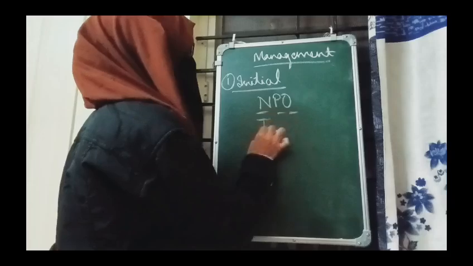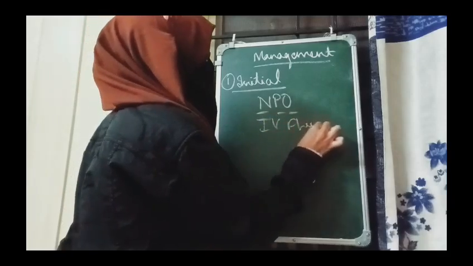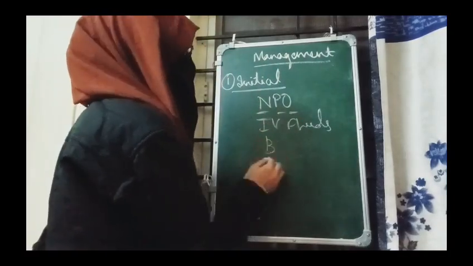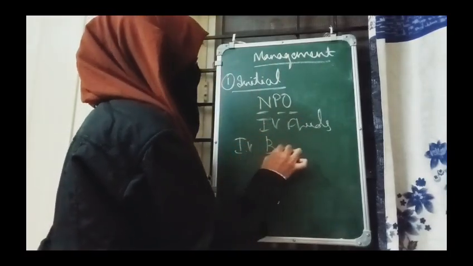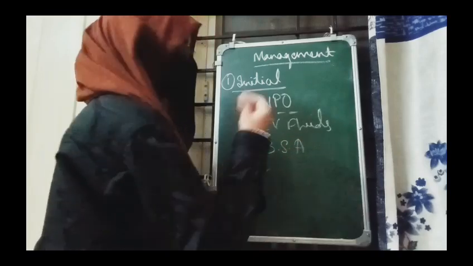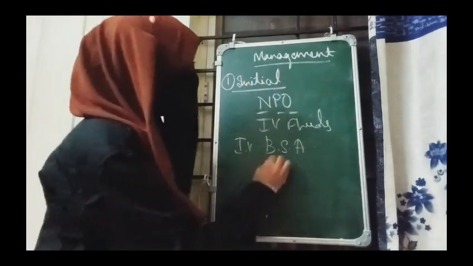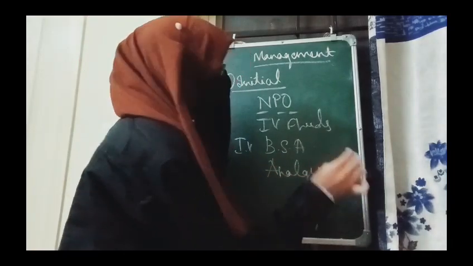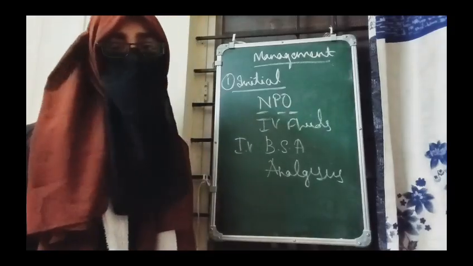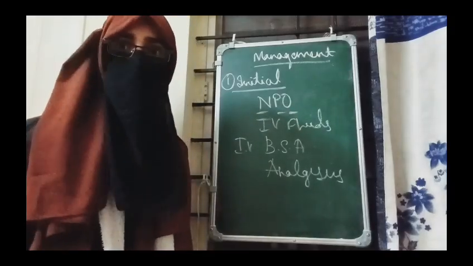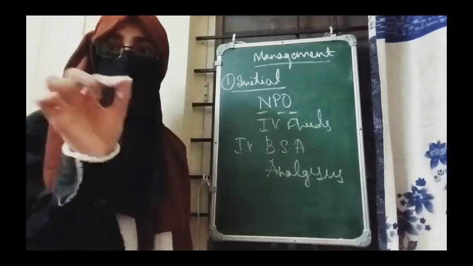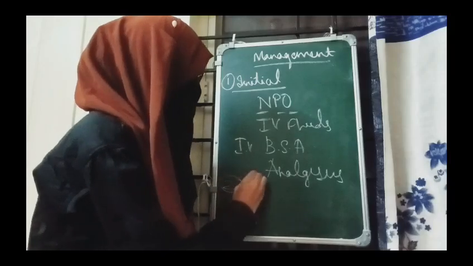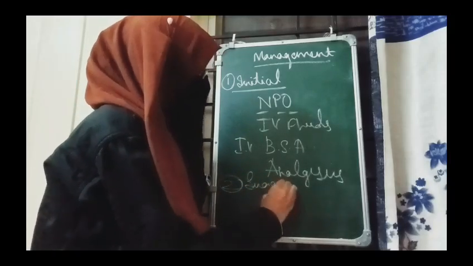Then we start the IV fluids. As the bacteria are growing, we give IV broad spectrum antibiotics. As the patient has pain, IV analgesics. And symptomatic relief for the nausea and vomiting. We give everything IV, nothing per orally, because we are going for the surgical management. This is the initial, and the second part is surgical management.